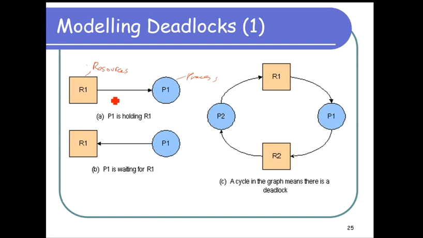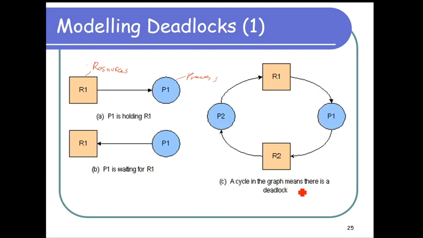The resource is currently held by P1. So P1 is holding R1. No one can use R1 except P1. And in the other direction, P1 is waiting for R1.